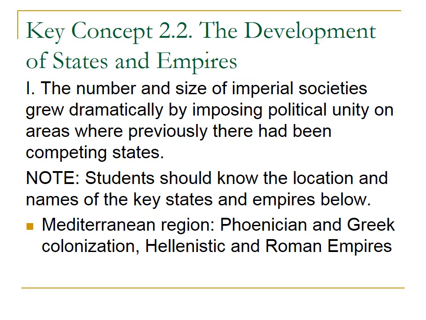Key Concept 2.2 is all about the development of states and empires, which, believe it or not, Greece was neither a state nor an empire. The Greek people were a series of city-states, and we're going to go through several of those. Roman numeral I for the College Board states that the number and size of imperial societies grew dramatically by imposing political unity on areas where previously there had been competing states.